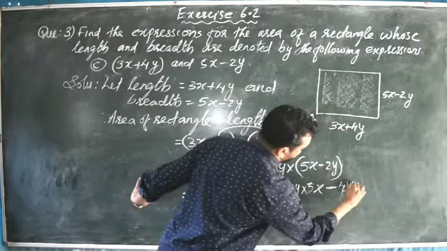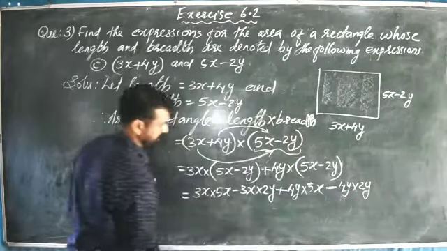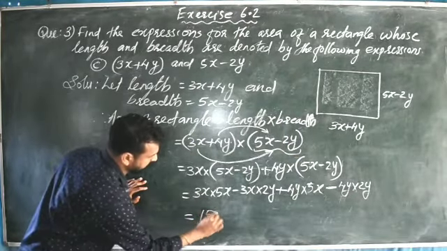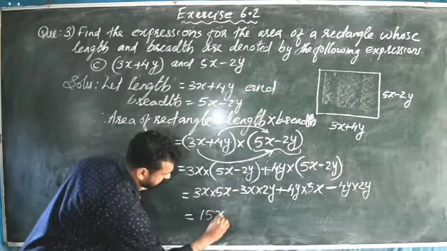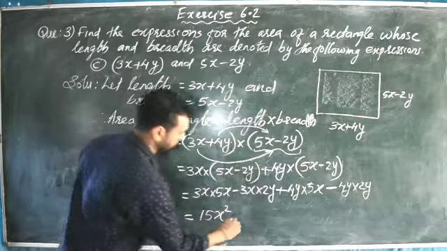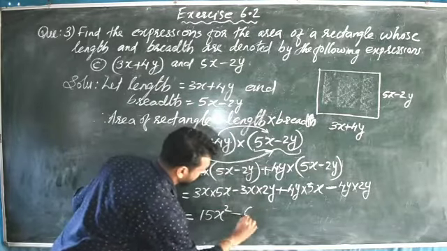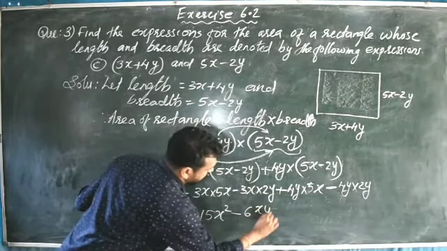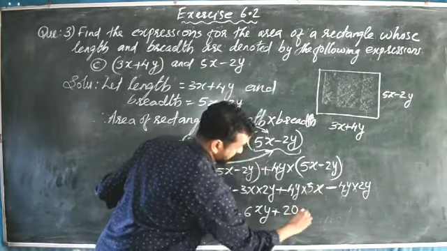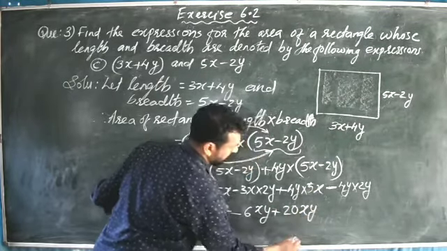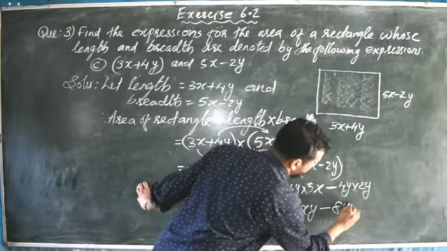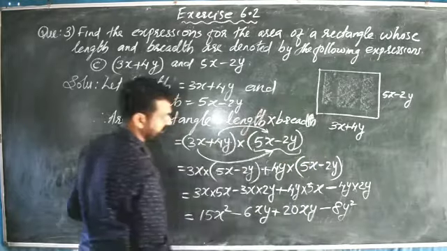Then that is equal to, direct multiply, 3 5s are 15, x into x, that is x square, 1 plus 1, that is 2, x square will come, minus 3 2s are 6 xy, plus 4 5s are 20 y into x, that we will write xy, minus 4 2s are 8 y into y, y square.